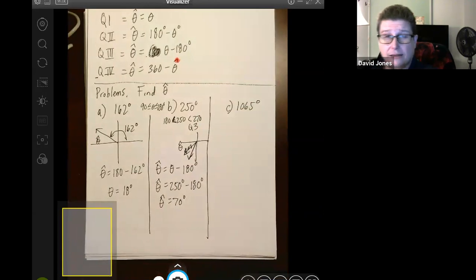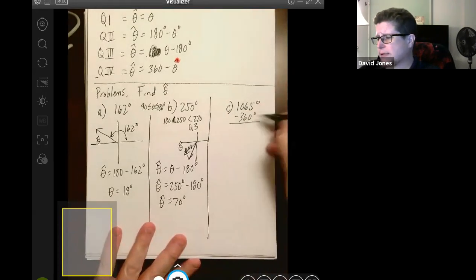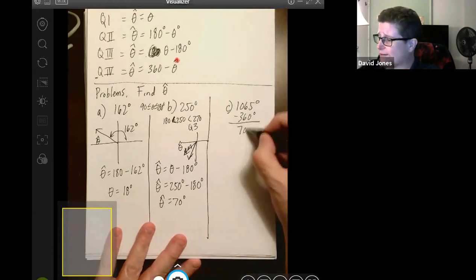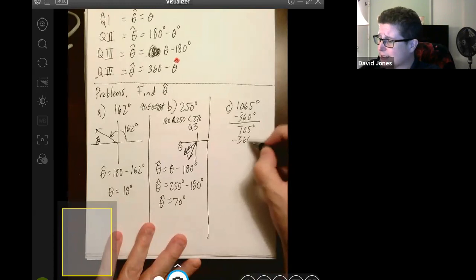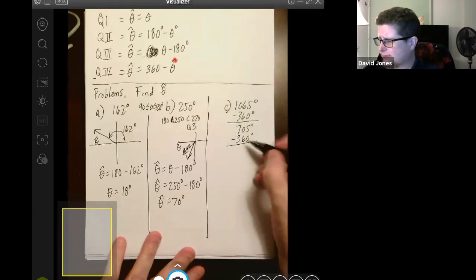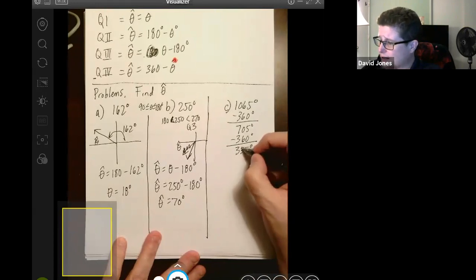What about C? Oh, this was a tricky one. First, you want to get it to the least positive angle. So let's just keep subtracting 360. That's 765, or minus 300 would be 765, minus 60 is 705. Subtract another 360. And what is that, 335? 345. There we go.